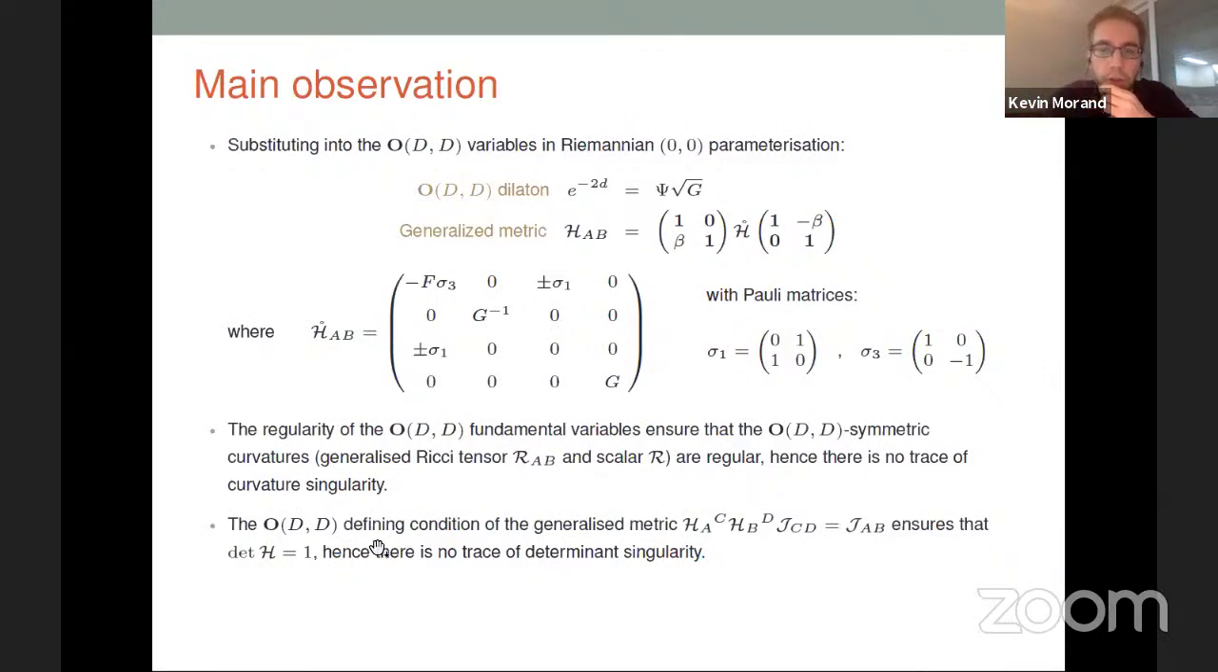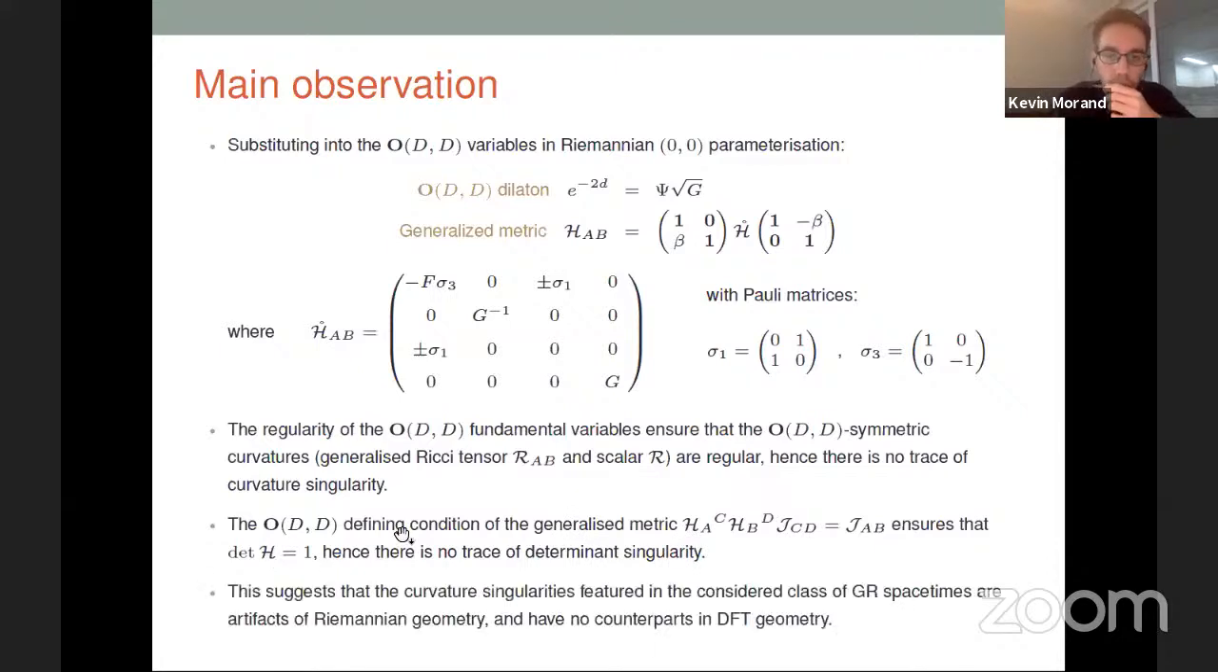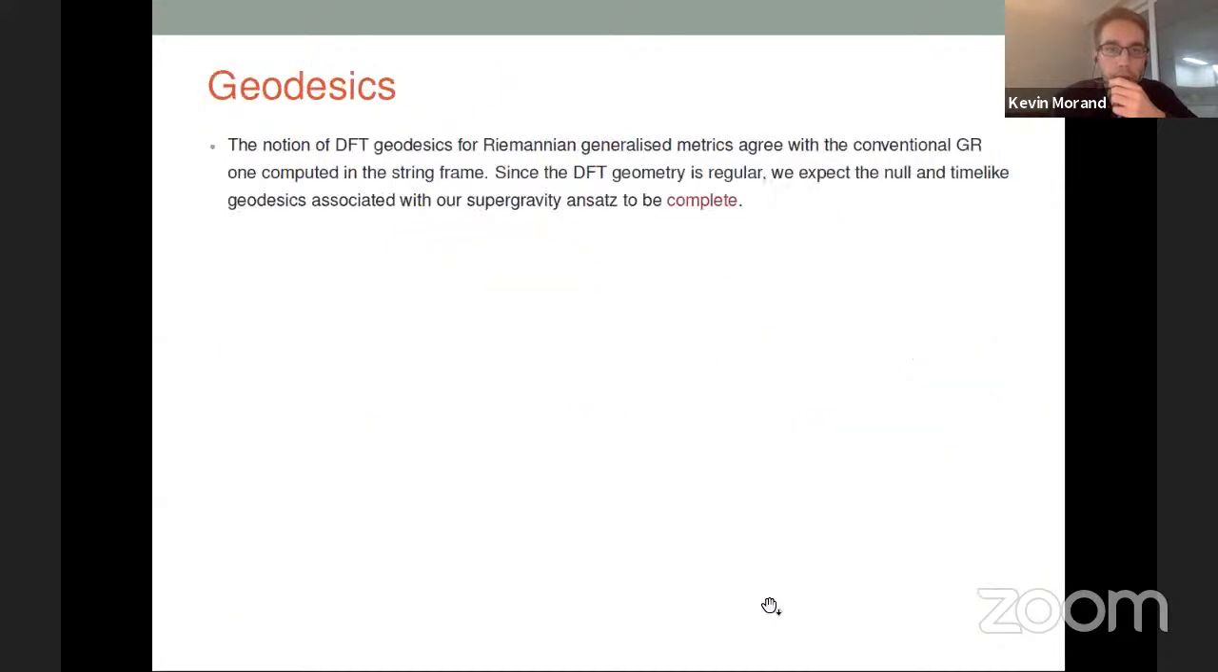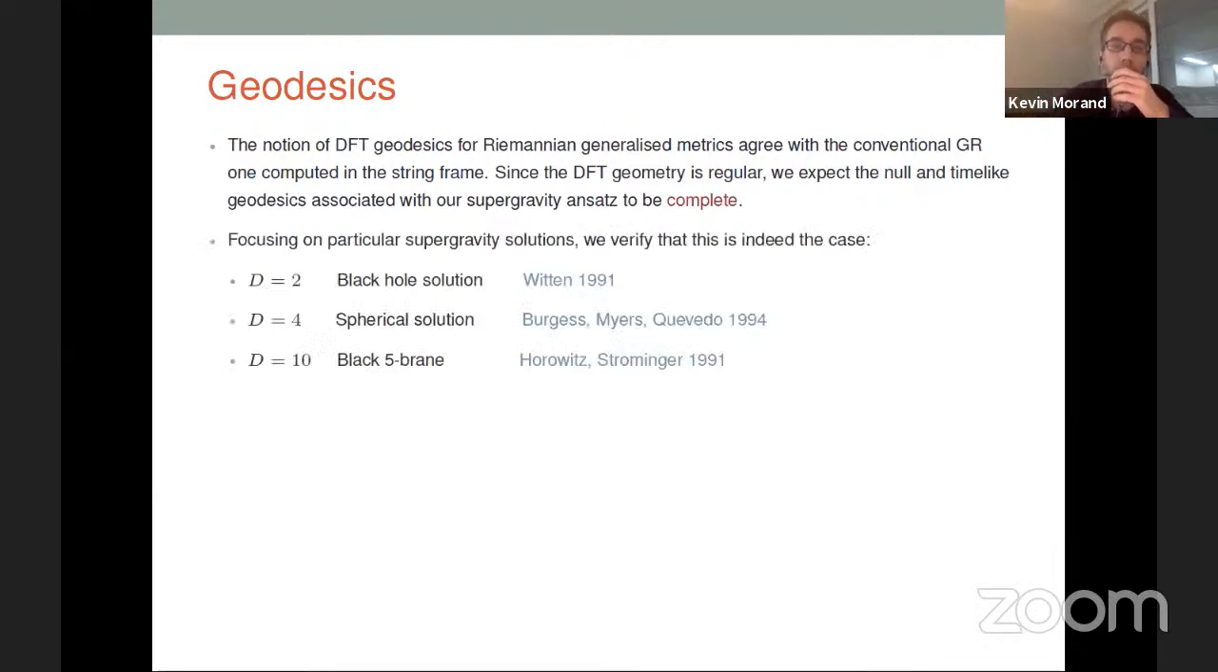Again, there is no determinant singularity because this O(D,D) defining condition for H sets the determinant to be 1. Okay, let me skip it. This is the consideration for the generic ansatz we're considering. Now, in order to analyze geodesic completeness, we have to focus on some particular examples.